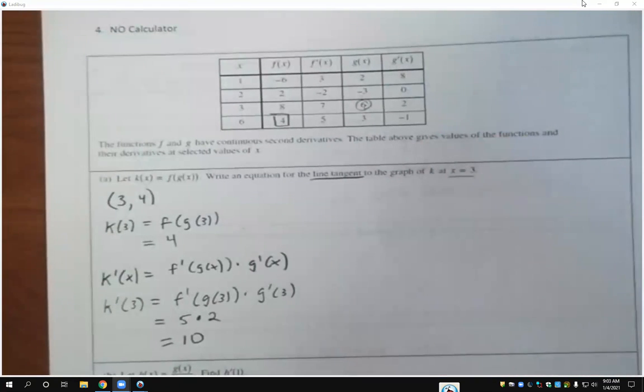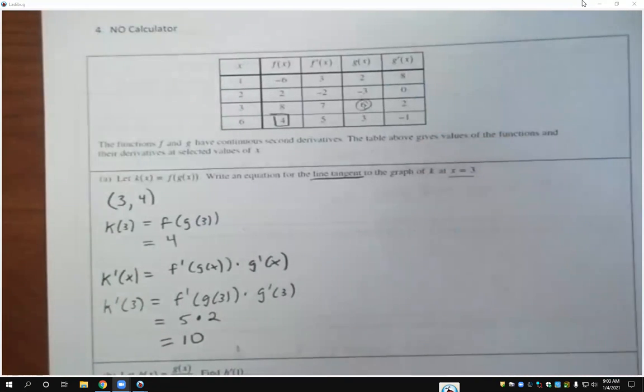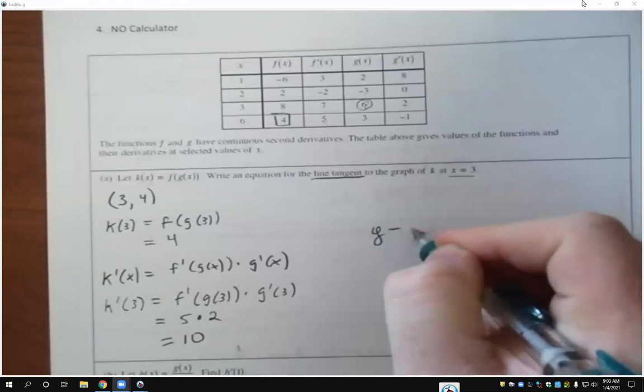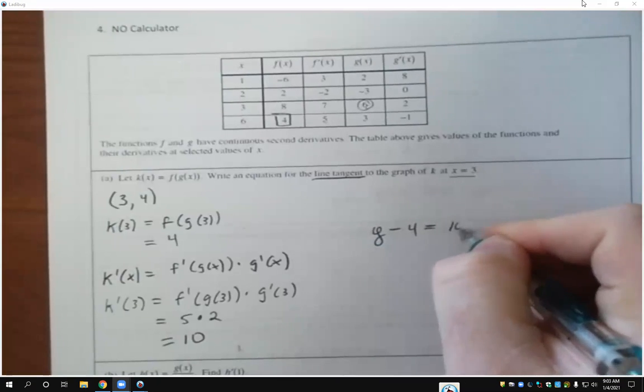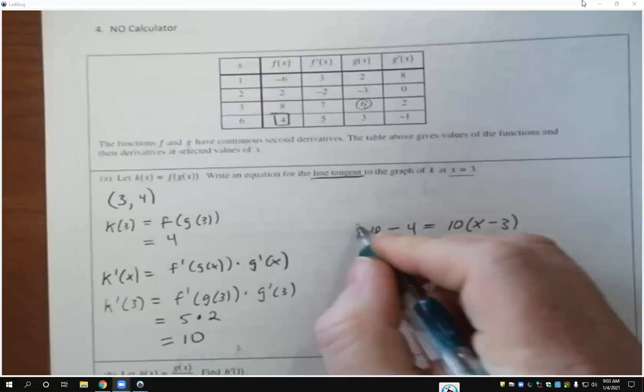Question says write the equation of a line. It doesn't tell us what form to write the equation of a line in. I highly suggest you just stick with point slope. Even if the answer key is in slope intercept, it's fine. You could leave it in any form unless they tell you. So it's y minus y1, which is 4, is equal to m, which we got 10, times x minus x1. And there's your line.